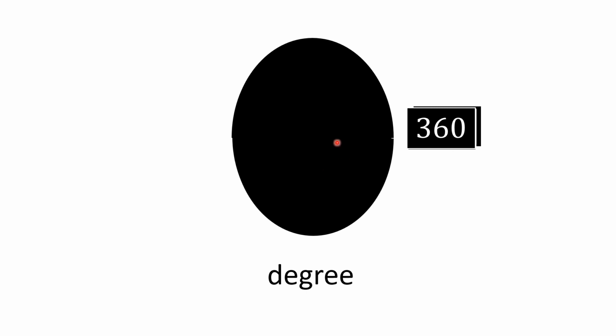It can go beyond 360 degrees. For example, if you rotate or revolve twice, that would be 720 degrees. The SI unit of angular measure is the radian.